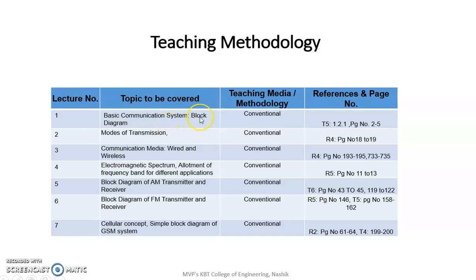So for the basic communication system, there is a block diagram. We will discuss the block diagram. And then further, I will just highlight the different contents of this particular module or unit. Then in the second lecture we discuss modes of transmission. In how many different ways can we transmit the signals or the data? Then what are the media? On what media do we transfer the data or signals?